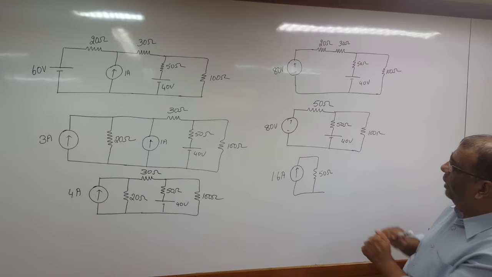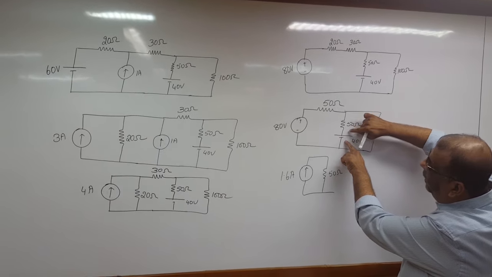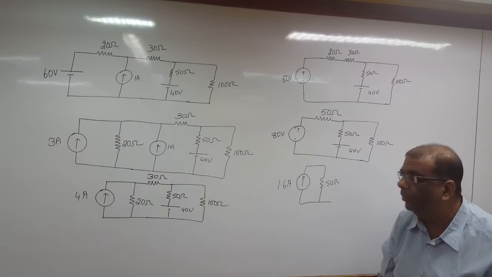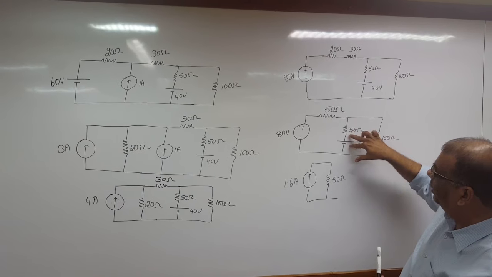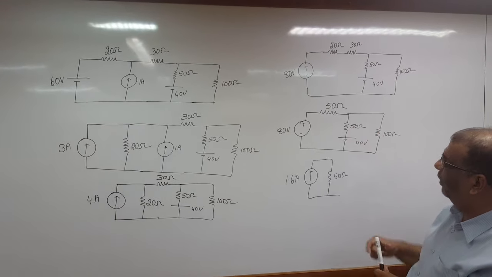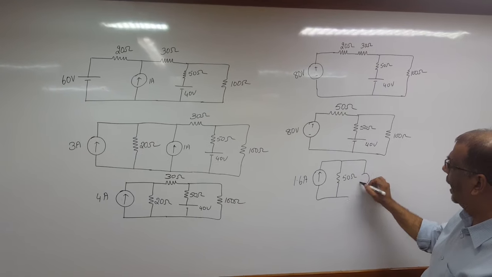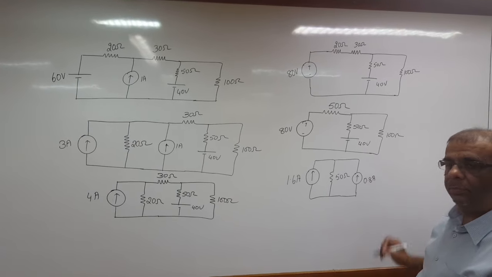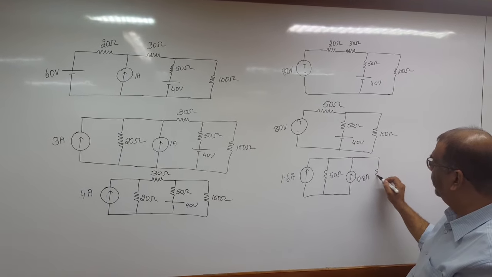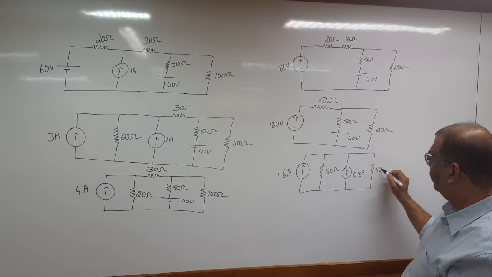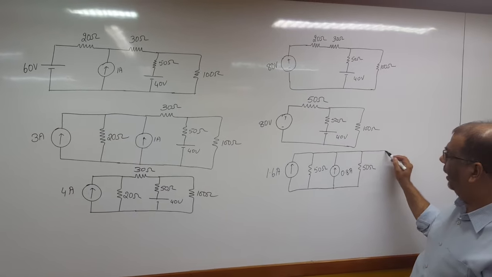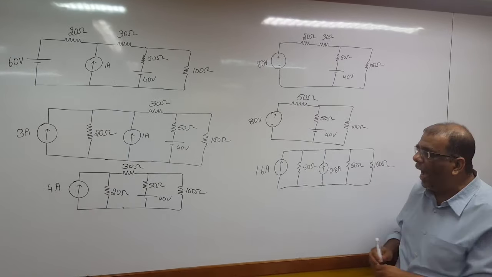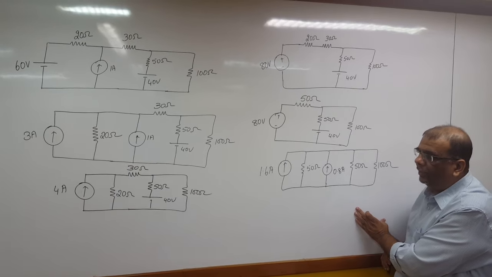Again, look at the circuit carefully. 40 and 50 in series. Can I convert them as well to a parallel circuit? Yes, we can. If I convert this to a current source, 40 upon 50 gives me a current source of 0.8 amperes, and my 50 ohm resistance comes in parallel. And finally, my 100 ohm resistance comes back. So I get a circuit which is something like this.